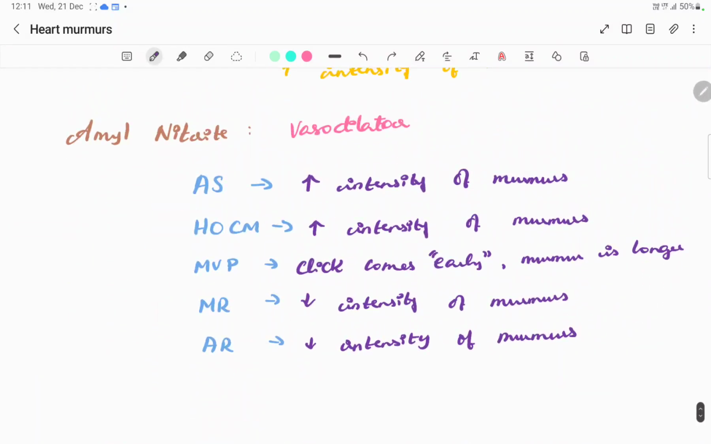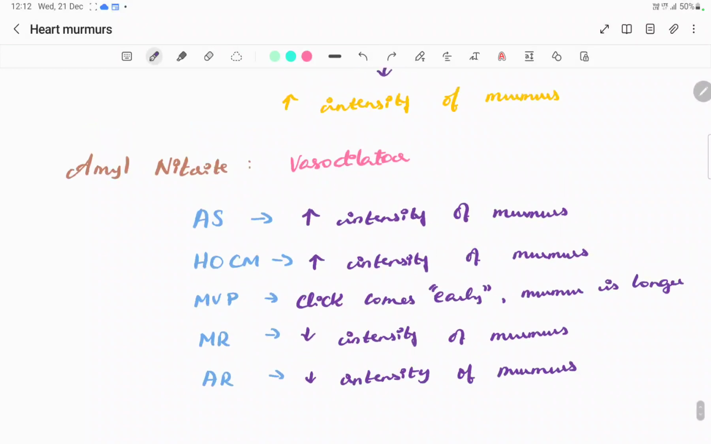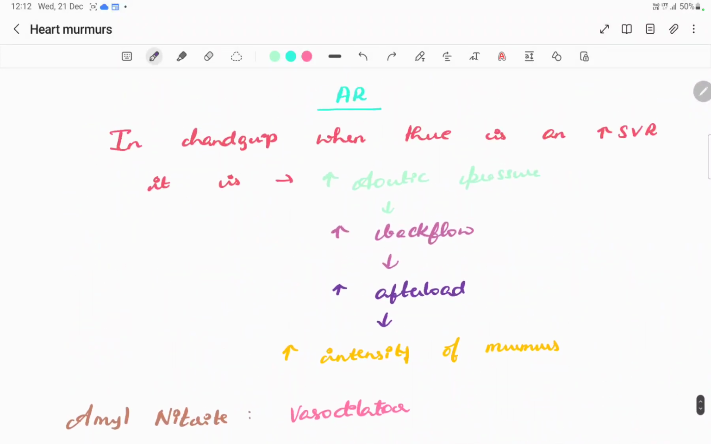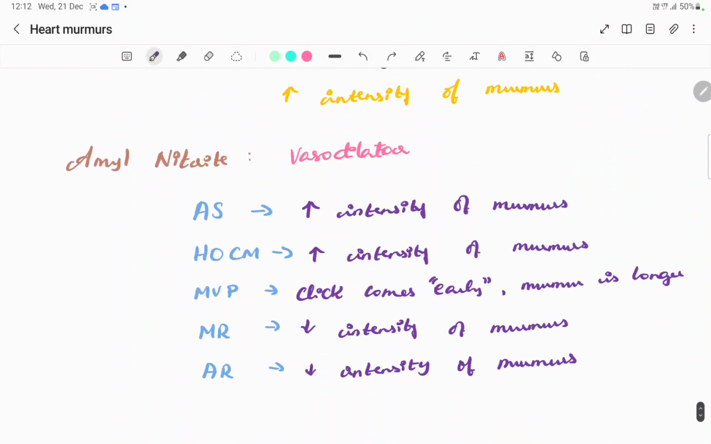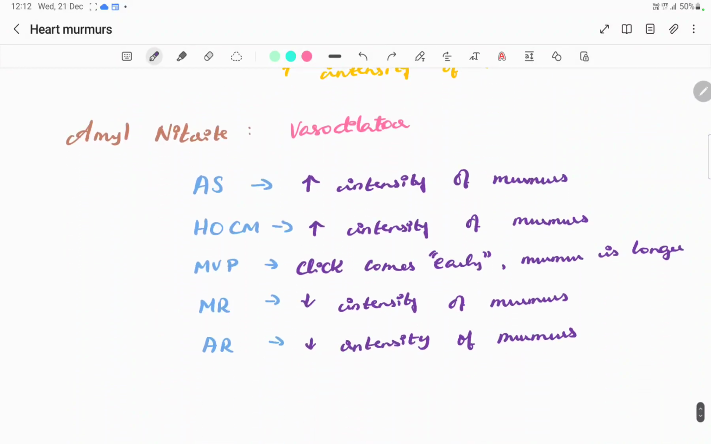So in mitral valve prolapse, we saw that in hand grip, when a person grips their hand, the click is going to come later and the murmur is going to be shorter. But here in amyl nitrite, when vasodilation occurs, there'll be a click that comes early and murmur will be longer. Mitral regurgitation, there was increase in intensity there, there's a decrease in intensity here. And aortic regurgitation also, there was an increase in intensity of murmurs because there's increase in backflow, but that is not going to happen here. So it is going to be a decrease in the intensity of the murmur.